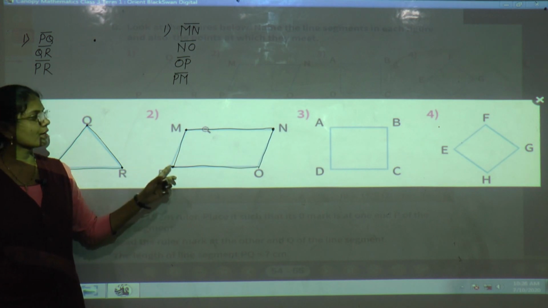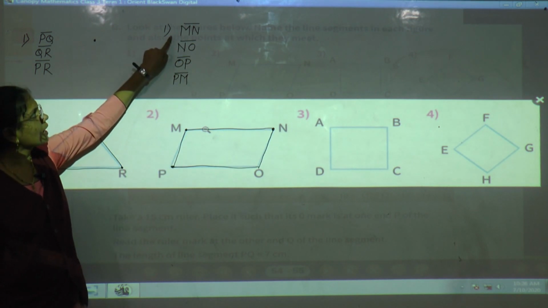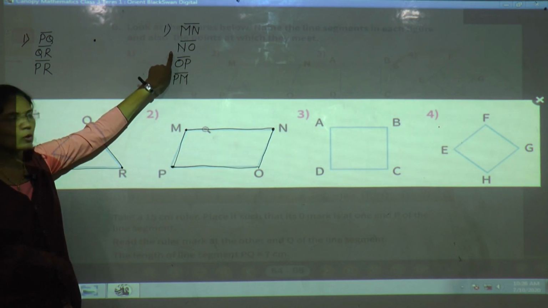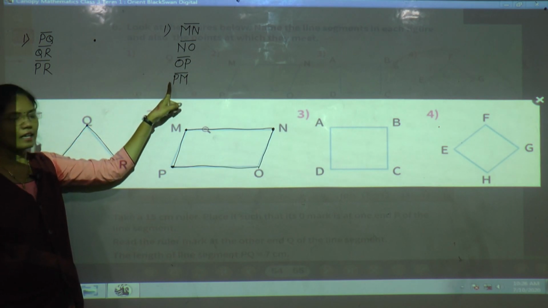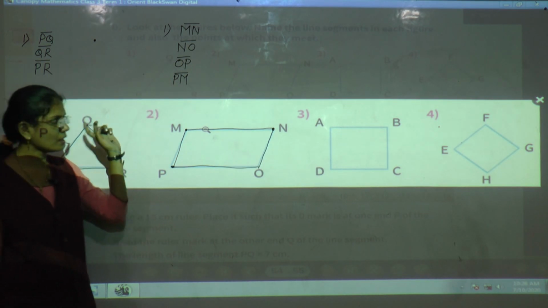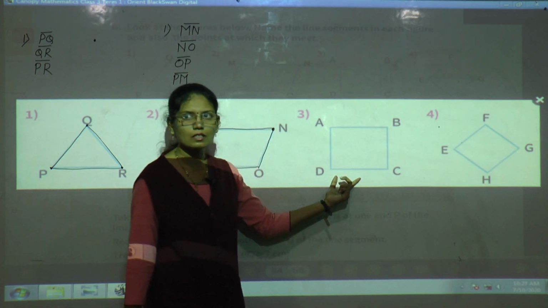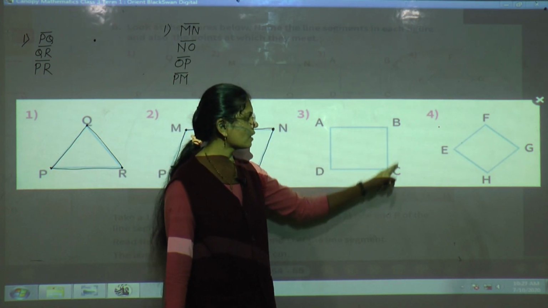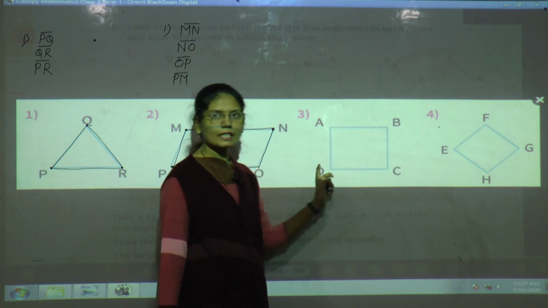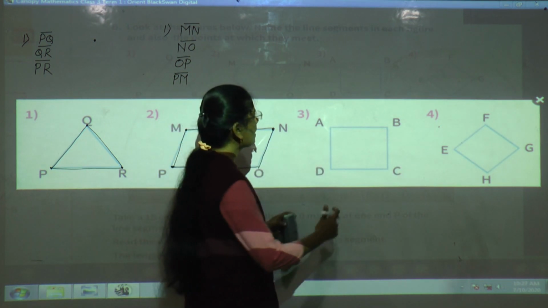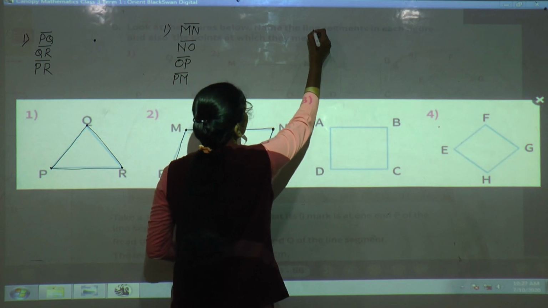And what are the line segments? Line segment MN, line segment NO, line segment OP and line segment PM. Okay. The third is also a square and the name of the square is square ABCD. Again one by one we will write the line segments.